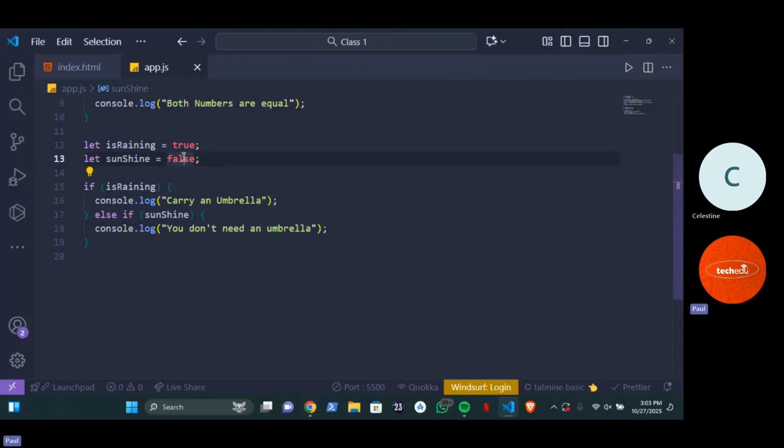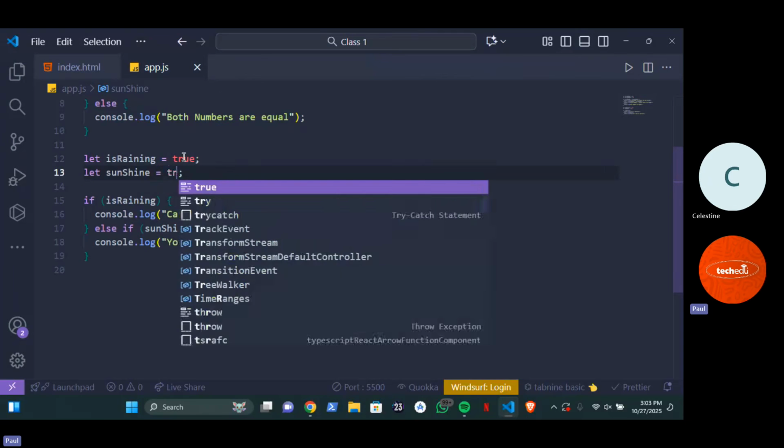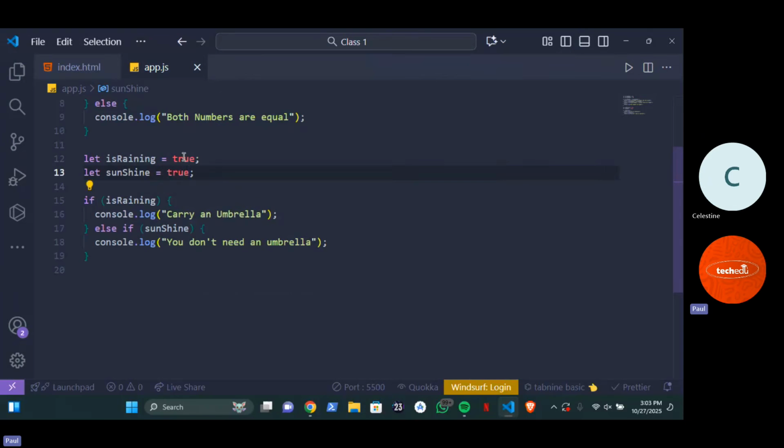So if you change this one to true, now let us check if both conditions are true. Let us see what happens. What do you think is going to happen if both conditions are true? What's going to happen? I can't hear you. Okay, it's not going to print out anything.